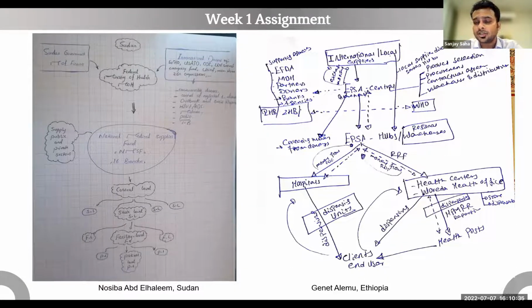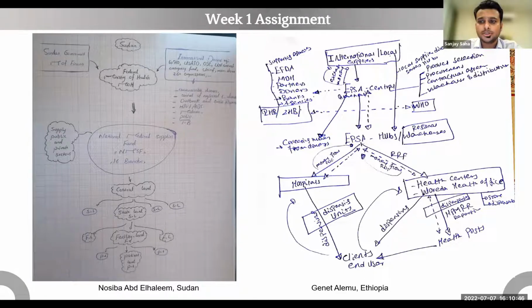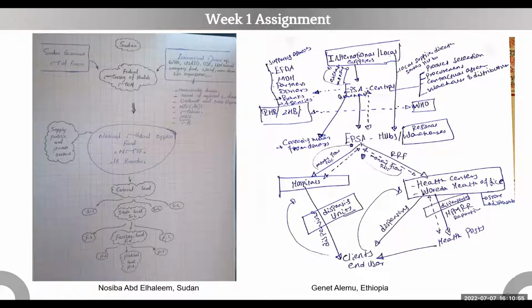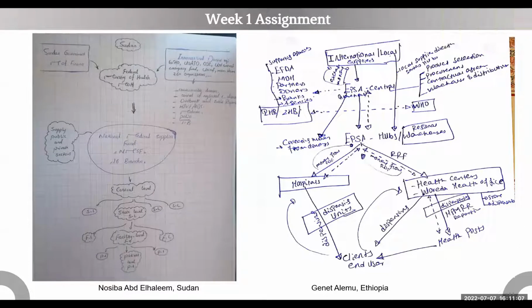Although in Sudan, the federal government sometimes also helps the NMSF by allocating some funds to purchase the products. But the majority of products for the supply chain of health comes from the revolving drug fund. On the other side, you see Ethiopia, drawn by Genet Elemu. It looks slightly complicated, because there are a lot of hospitals, health centers, Woreda Health Office, health posts.